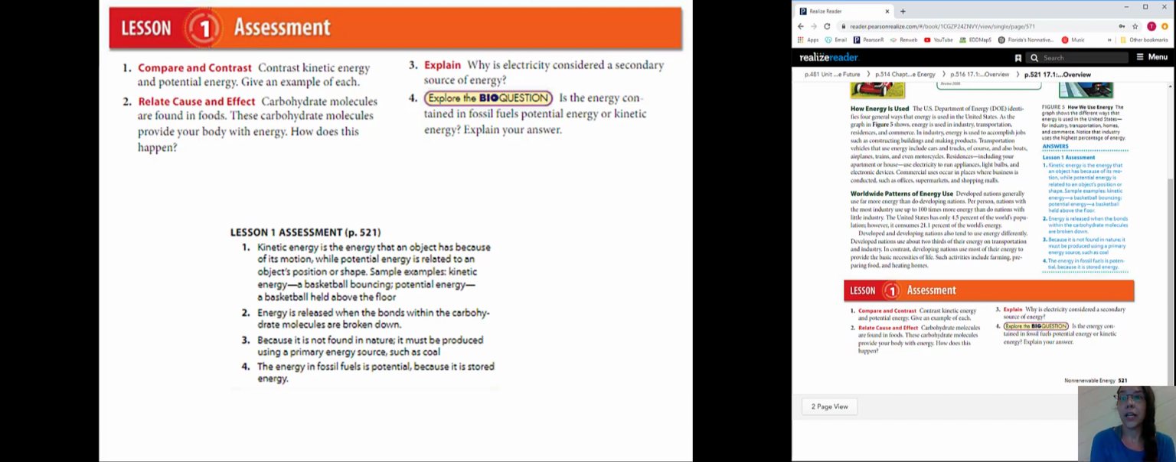And number 4, is the energy contained in fossil fuels potential energy or kinetic energy? And explain. Well, it is actually potential, and that's because it is stored energy, right? Once you apply heat or cause combustion, then it can be released as different forms of energy.